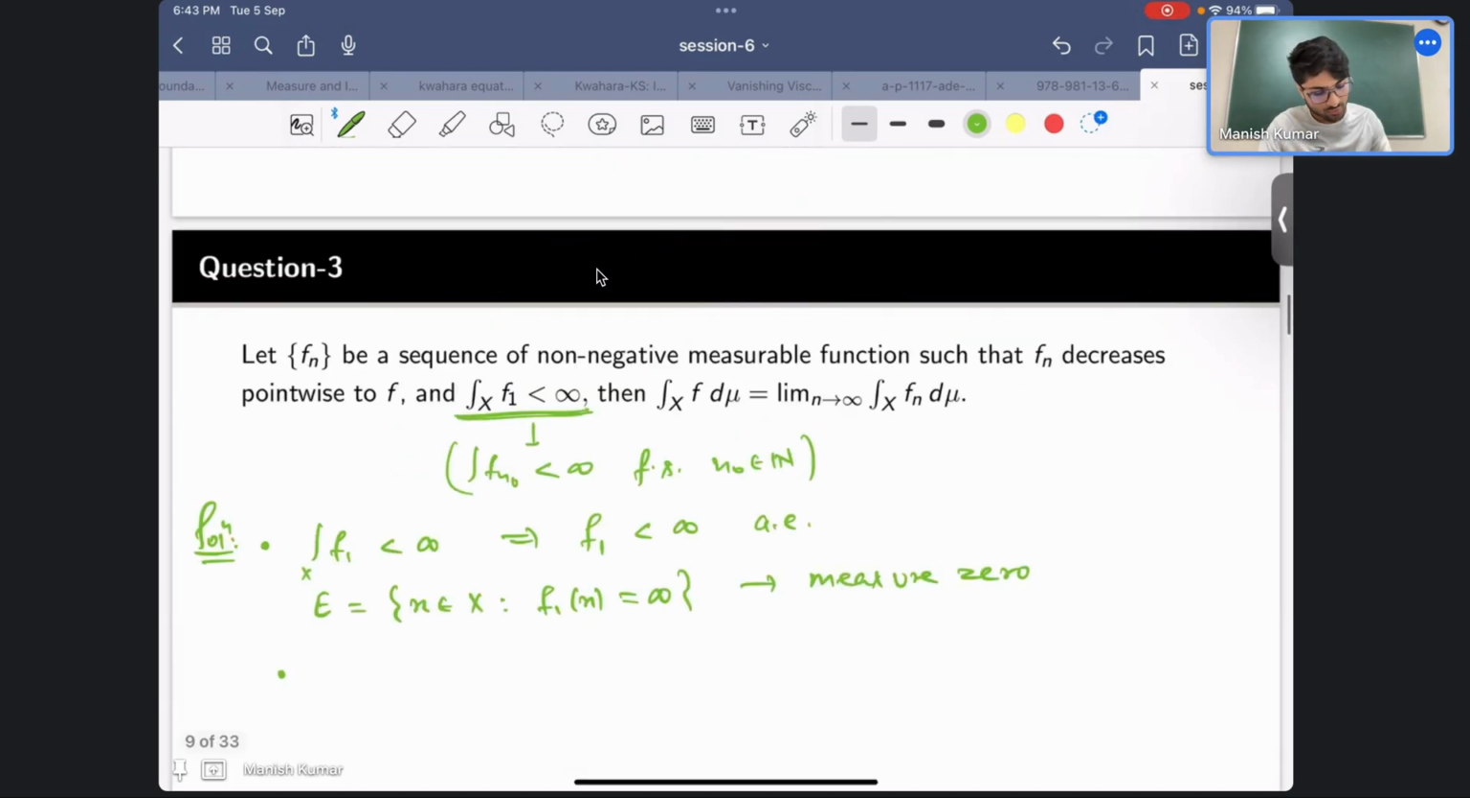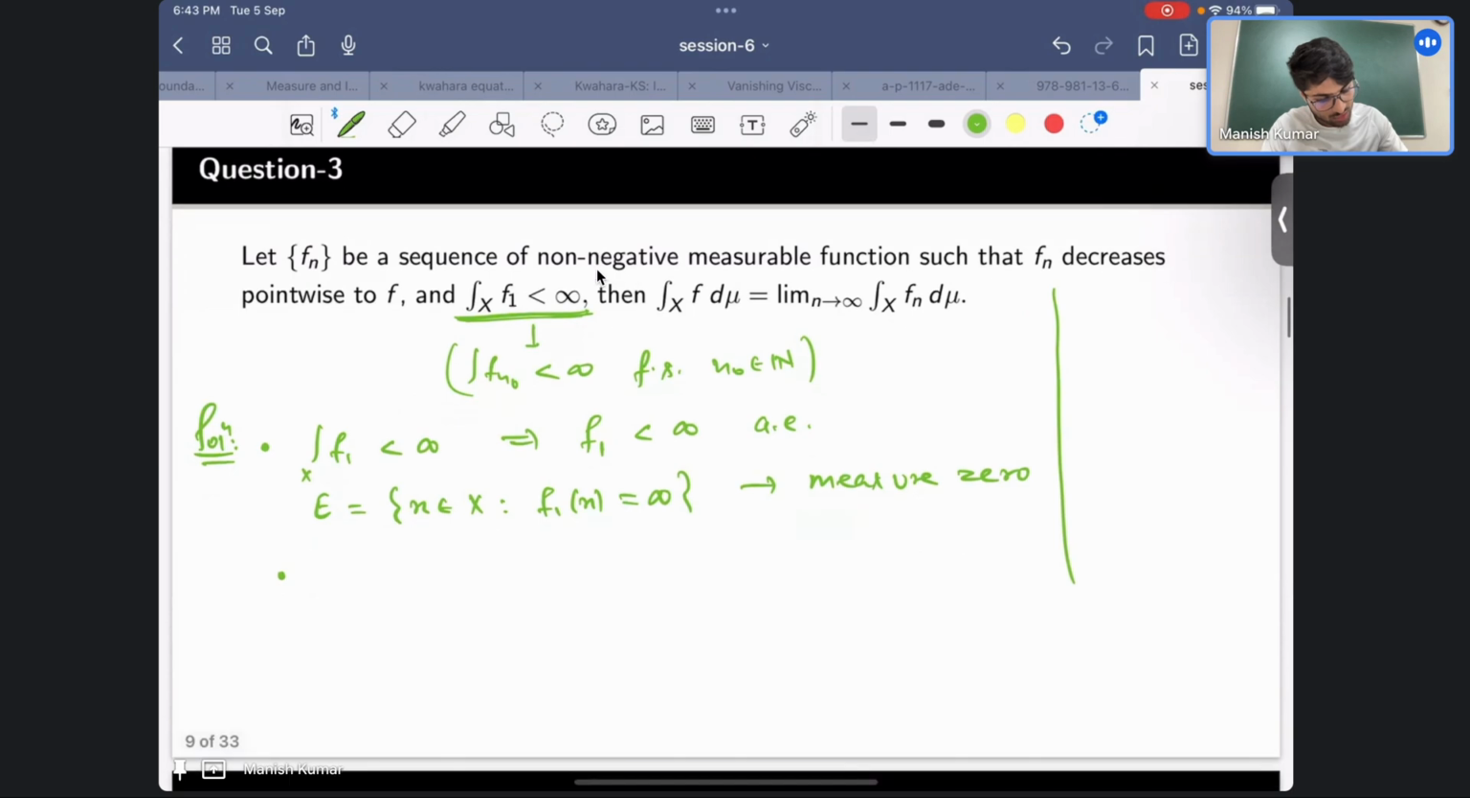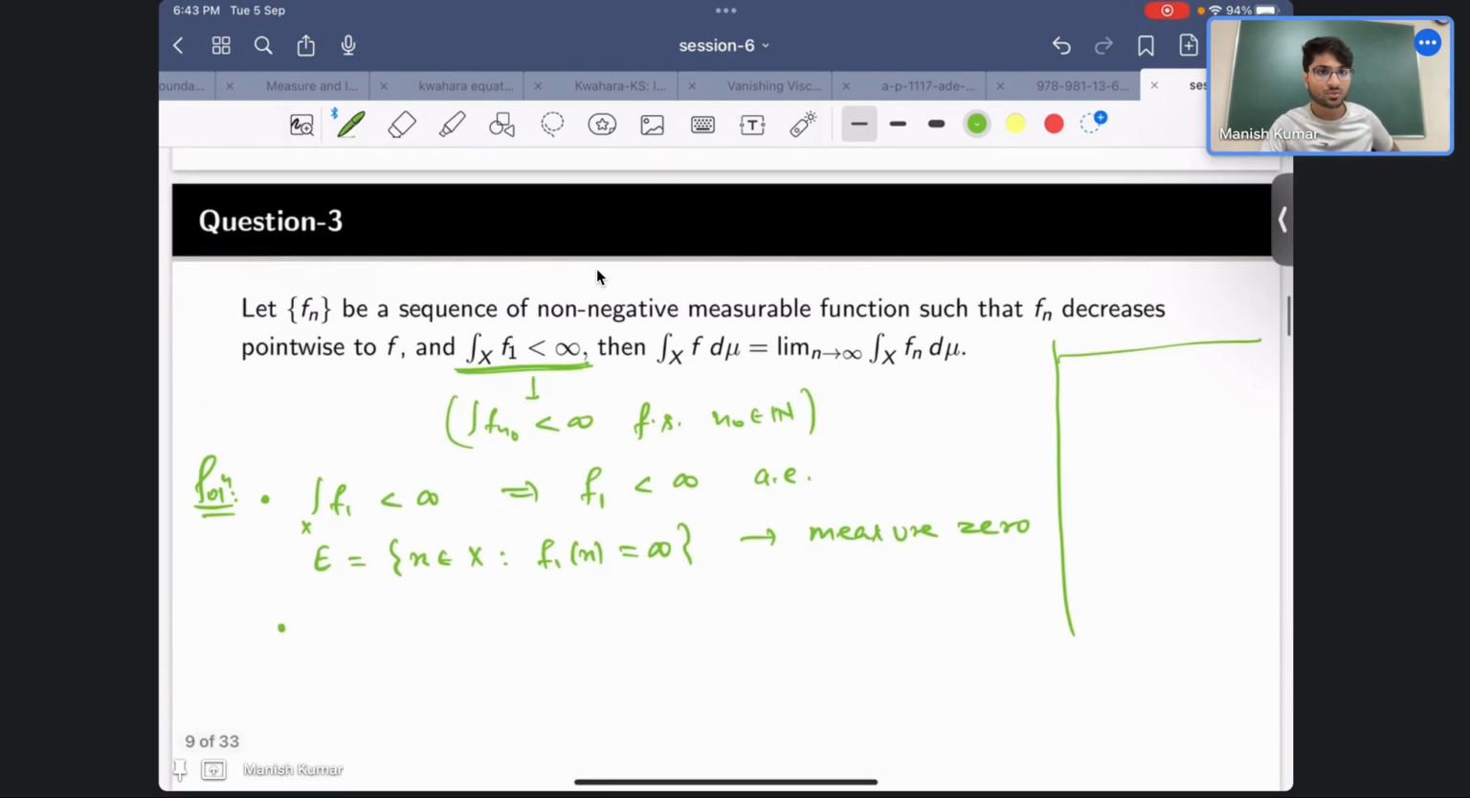Let me give you a sketch of the proof. Here you have been given that fn is decreasing. If fn is decreasing, you can clearly say that minus fn is increasing. Then can you use MCT on this minus fn? Suppose this is my gn, can you use MCT over here?